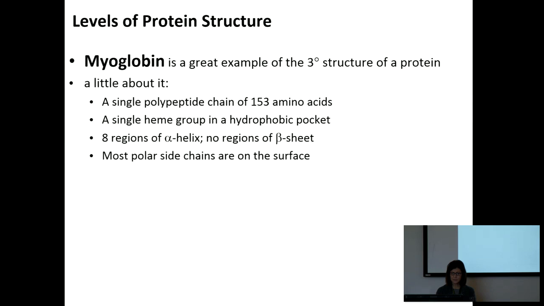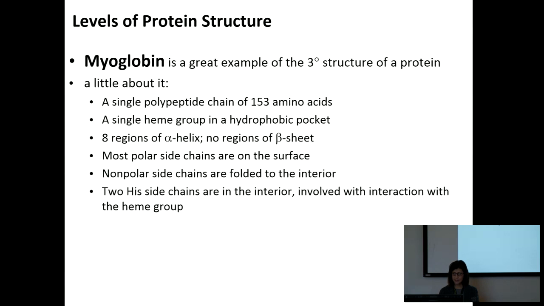A lot of aqueous environment proteins have a lot of alpha helix. This one does not have any beta sheets, and again, the polar side chains are on the surface to interact with water, and nonpolar side chains, the R groups, are folded into the interior. Now, at the site where the heme group is involved, we have 2 histidine side chains, and they're involved with the interaction with the heme group and the oxygen.